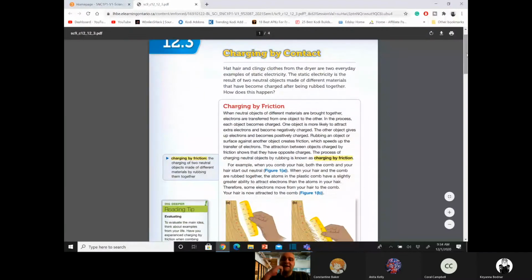Charging by contact. Hat hair and clinging clothes from the dryer are two everyday examples of static electricity. The static electricity is the result of two neutral objects made of different materials that have become charged by rubbing them together. How does this happen?